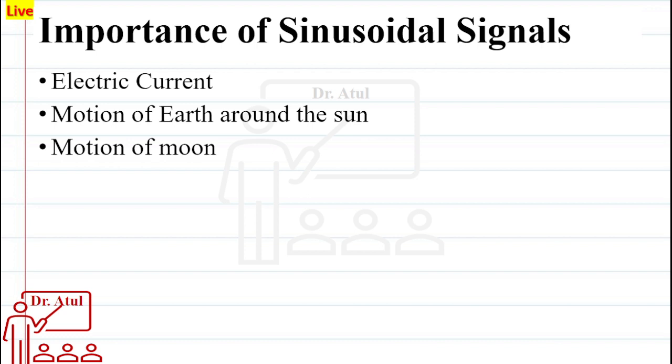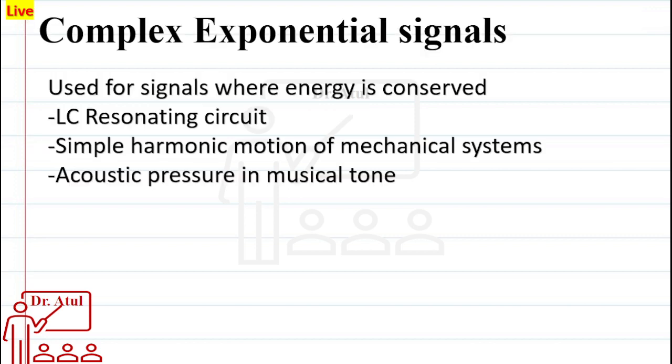The sinusoidal signals are very important because they are periodic in nature. They can represent the electricity coming into our homes. Everywhere, electricity is represented with the help of sinusoidal signals. Motion of Earth, motion of Moon, and many other periodic signals can all be represented with the help of sinusoids.